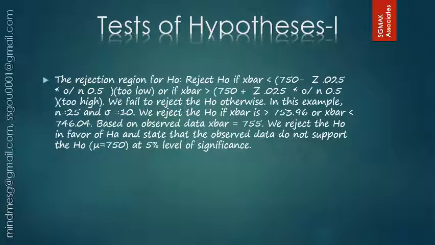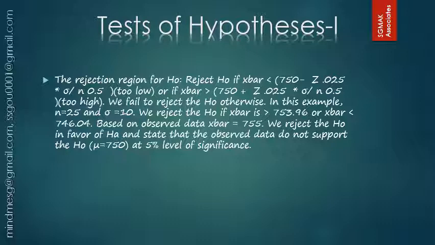The rejection region for null hypothesis, we will be rejecting null if x bar, the sample average, is less than 750 minus z.025 sigma over square root of n, that's on the low side, or if x bar is greater than 750 plus z.025 times sigma divided by square root of n, that's on the high side. We fail to reject the null hypothesis otherwise.